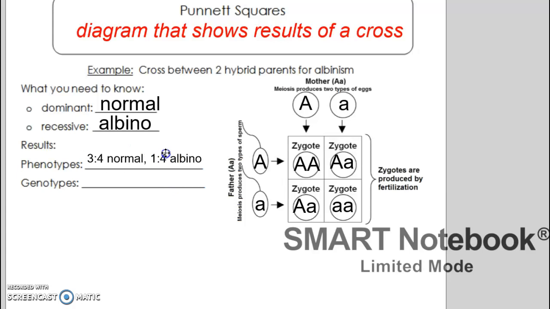Okay. Genotypes, though, we actually have 3 possibilities. We have a 1 in 4 chance of having big A, big A, a 2 out of 4 chance of having big A, little a, or a 1 out of 4 chance of having little a, little a. Okay, so those are the differences in terms of phenotypes and genotypes.